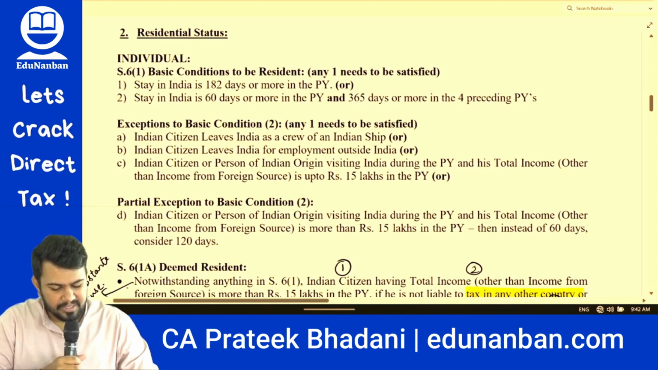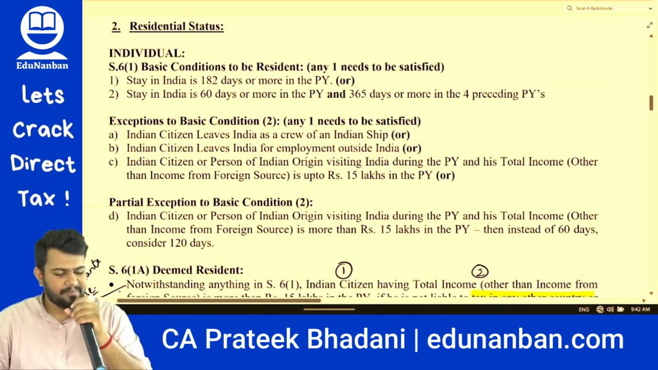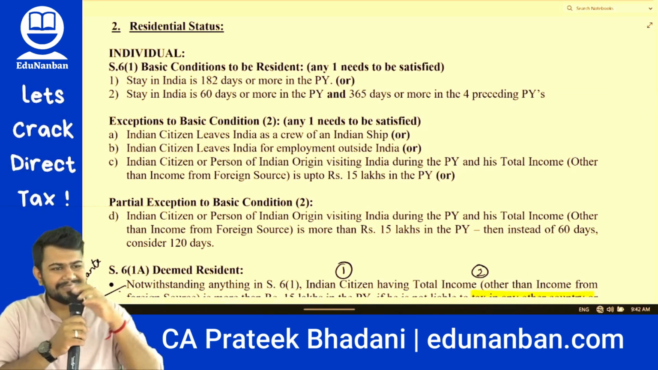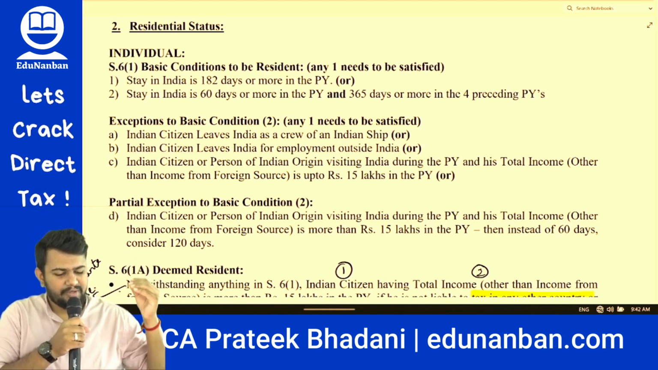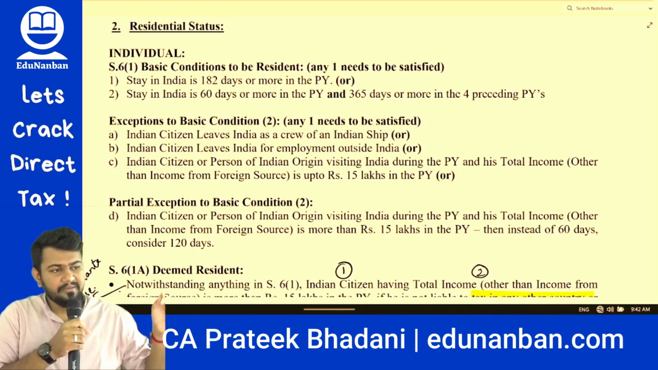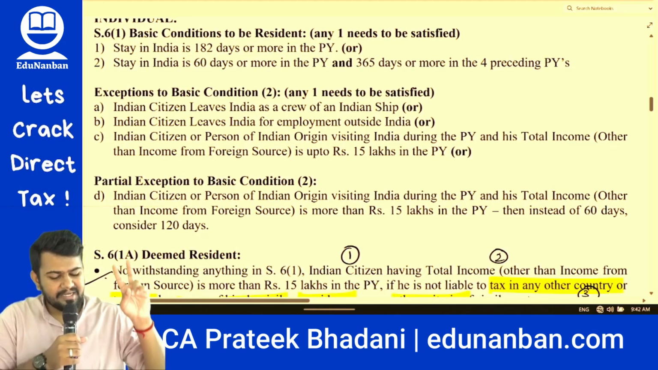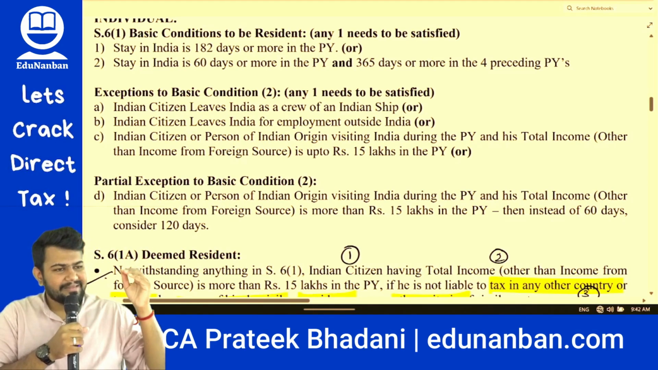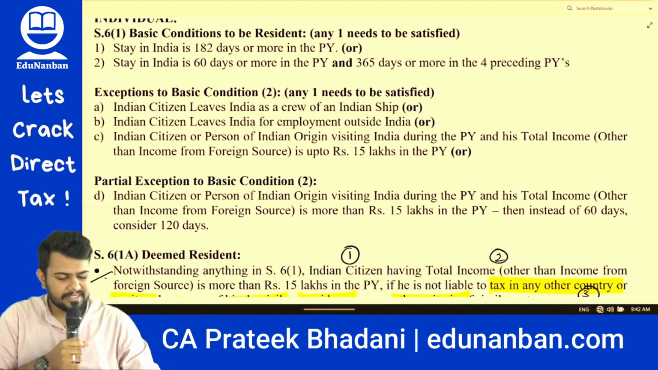First basic condition, the stay in India should be 182 days or more in the previous year. Or second basic condition, stay in India should be 60 days or more during the previous year and 365 days or more in the 4 preceding previous years. However, for the second basic condition, there are 4 exceptions: 3 full exceptions and 1 partial exception.